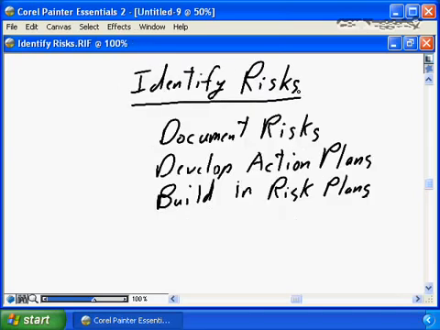In my experience, one of the most misunderstood aspects to project planning, project management in general, but project planning specifically, is the identification and management of risks.